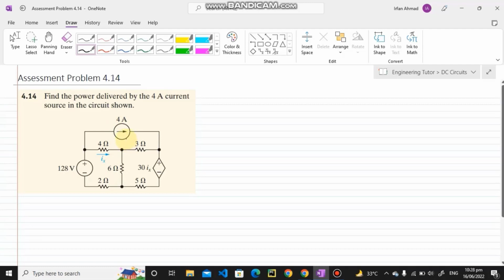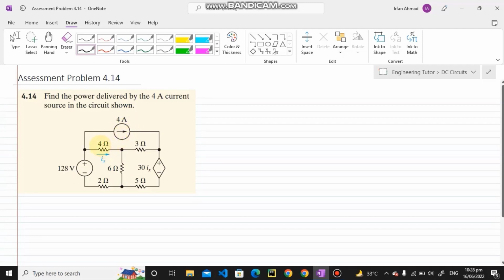Again, we have basically discussed two methods for solving the unknown quantities in a circuit, and these methods are the mesh current method and node voltage method. We have to see which of these two methods is convenient or feasible for this circuit to find the power delivered by the 4 ampere current source.